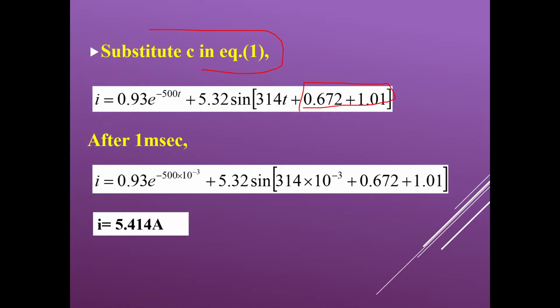I didn't add these two here. I have left them as they are. You can add these two terms. Okay. Now this is the complete solution.